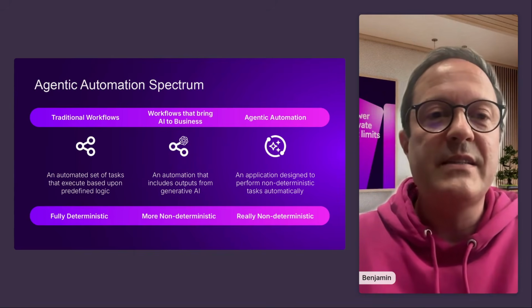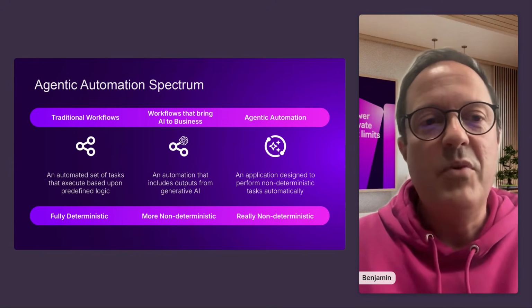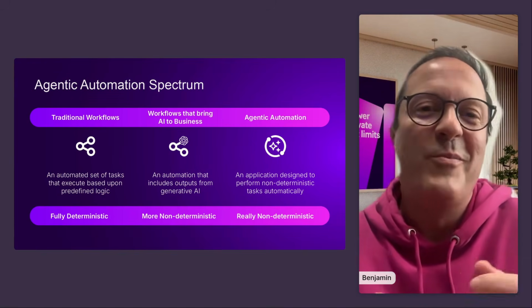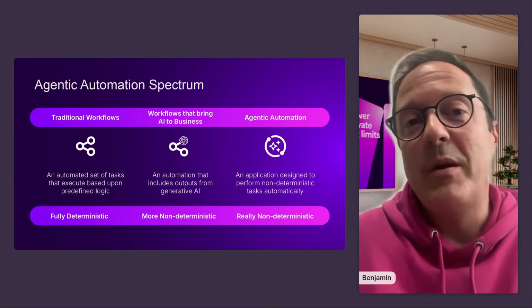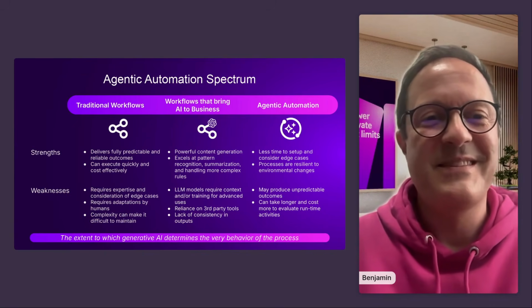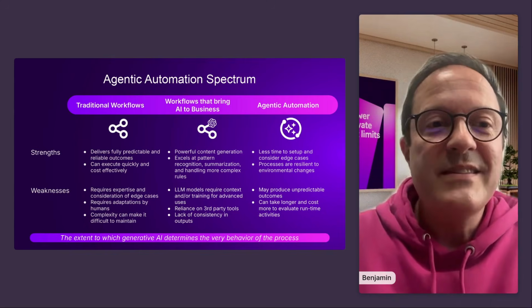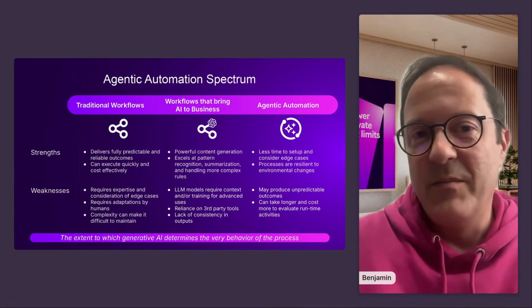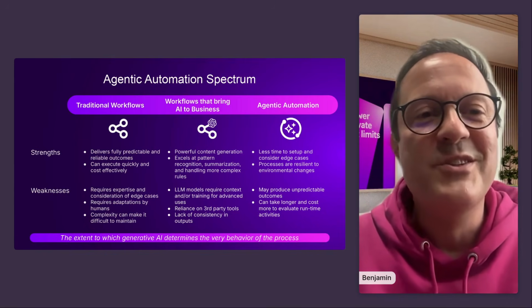And all these different types of automations are complementary. We can mix between all these types. So there are some strengths and some weaknesses for each of them. I don't want to spend too much time on this.